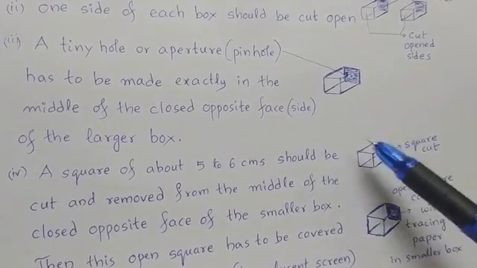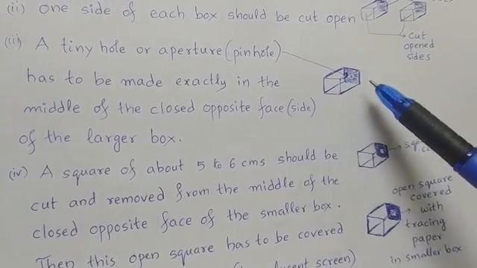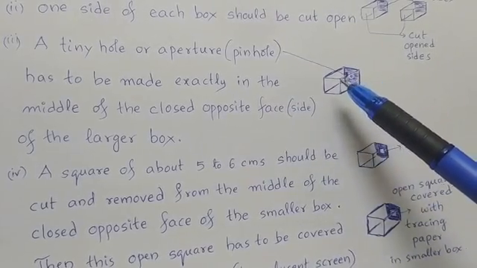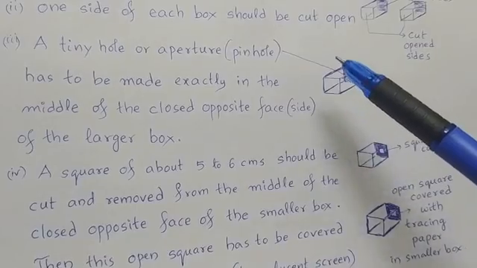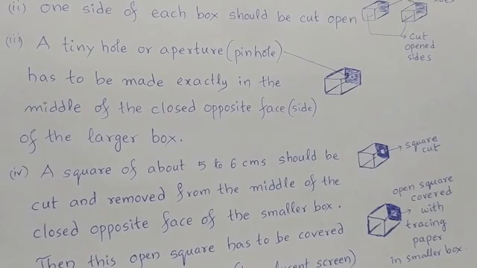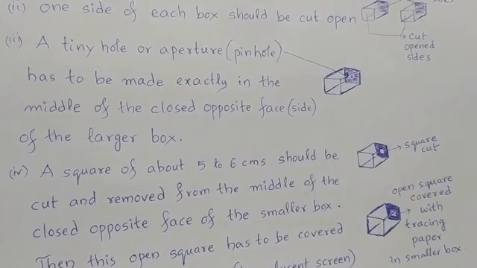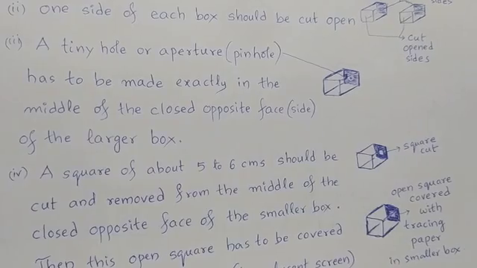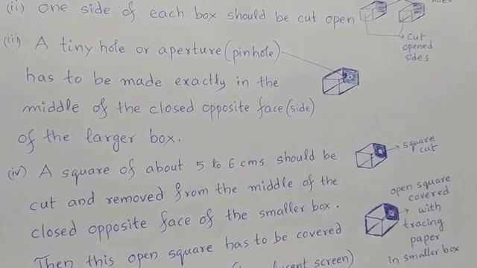So this box is the larger box. So in the larger box on the closed side, exactly in the middle, one tiny hole has to be made. A tiny hole or aperture has to be made exactly in the middle of the closed opposite side of the larger box.